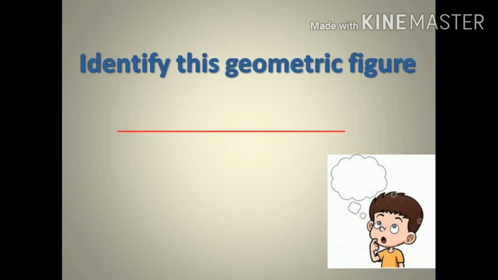Identify this geometric figure. If you say line, just think over it again. As we already know, a line does not have two fixed points, whereas this geometric figure has two fixed endpoints. Such a geometric figure is called a line segment.